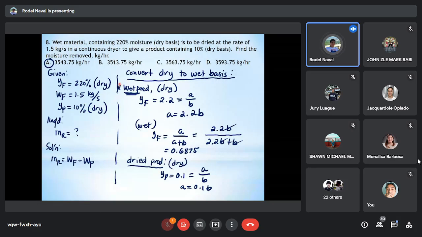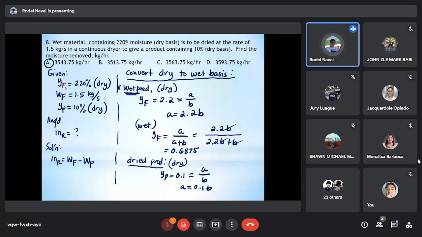Okay, class. Wet material containing 220% moisture, dry basis, is to be dried at the rate of 1.5 kilograms per second in a continuous dryer to give a product containing 10% dry basis. Find the moisture removed in kilograms per hour.